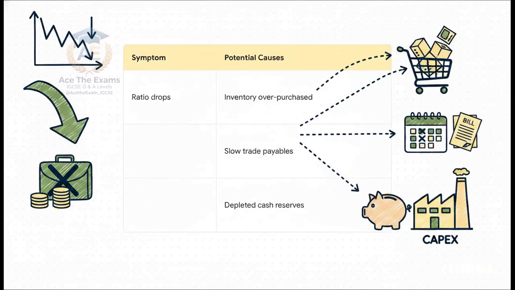Assessment Objective 3 is all about high-level investigative and practical evaluation skills. Let's look at a symptom. Say a current ratio plummets from 2.5 to 1 down to 1.1 to 1. An average student simply notes the drop. But an A-star student rapid-fires the potential causes. Did they overpurchase inventory? Are trade payables grinding to a halt? Or did they drain their cash reserves on some massive capital expenditure? You must actively debate the cause and effect chain and investigate the real-world decisions behind the math.